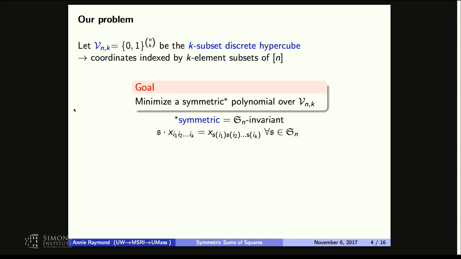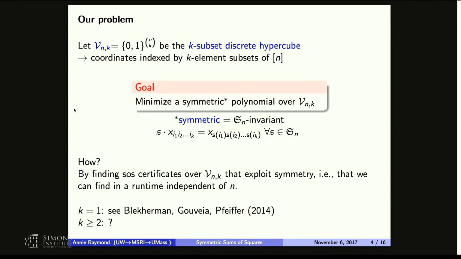And so not only am I over the k-subset discrete hypercube, but I'm minimizing a symmetric polynomial over this k-subset discrete hypercube. So symmetric here, I mean that it is S_n invariant. So I have my symmetric group that is acting on the ground set of elements 1 through n. And I'm really looking at the induced action on my k-element subsets, right? So I have the action s being applied to the variable x_{i1...ik}, I get x_{s(i1)...s(ik)}. I'm really looking at the induced action. And so what we'll want to do is, well, minimizing, maximizing, it's really equivalent to certifying non-negativity. I'll make that clear in a second.